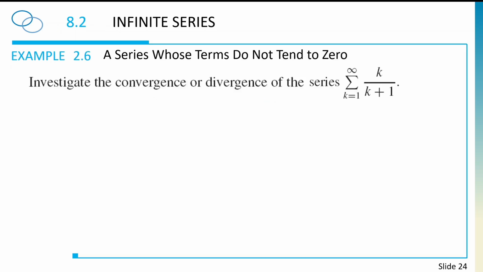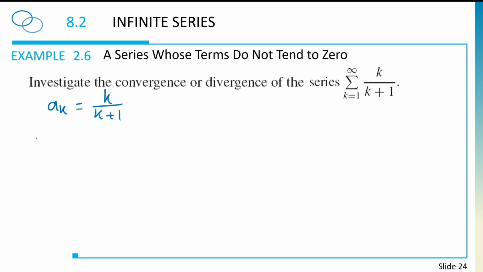Now we'll try something like this. I need to check the convergence or divergence for the sum of K over K plus 1. Now, the first thing I need to look at is aK, which is K over K plus 1. Now think, is it one of the famous series that we already know? Is it a telescopic series? No, there's nothing to do with partial fractions. Is it a geometric series? No. It doesn't look like an exponential function. So I need to apply the first test we know.